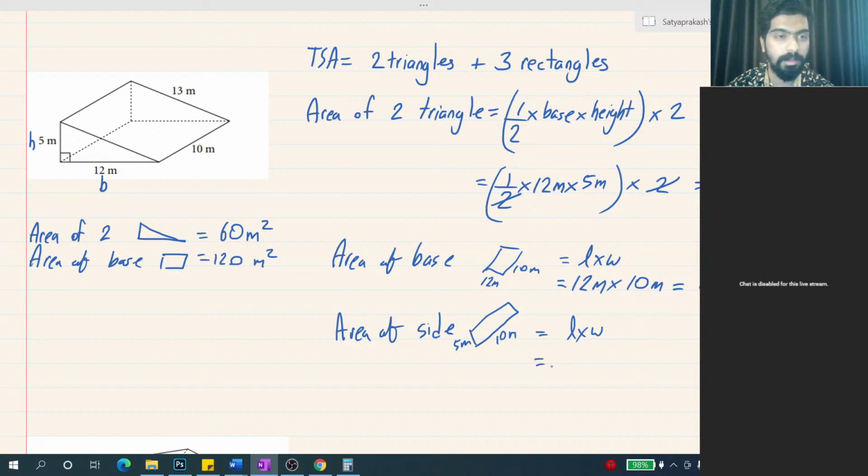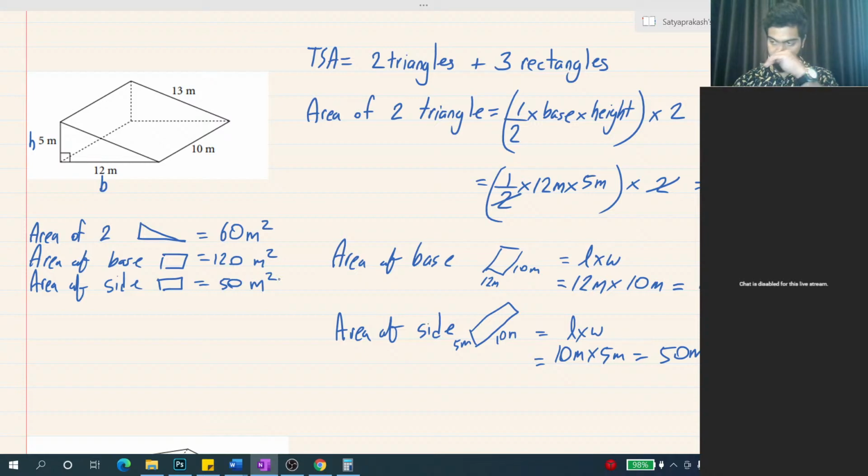Length times width, which is equal to 10 meter times 5 meter, which is 50 meter square, right? So area of the side rectangle is 50 meter square.